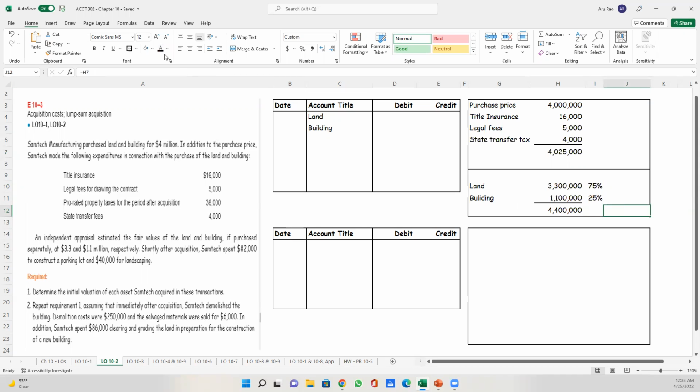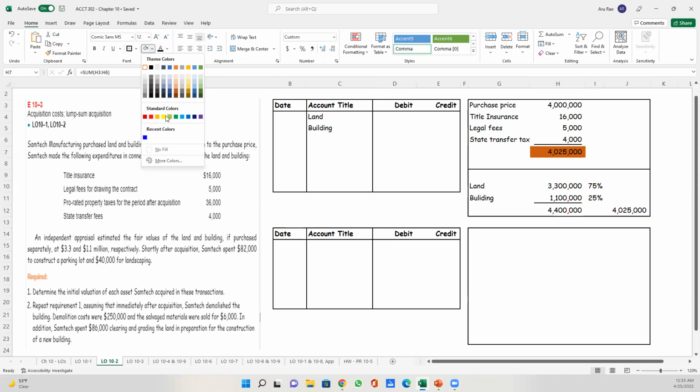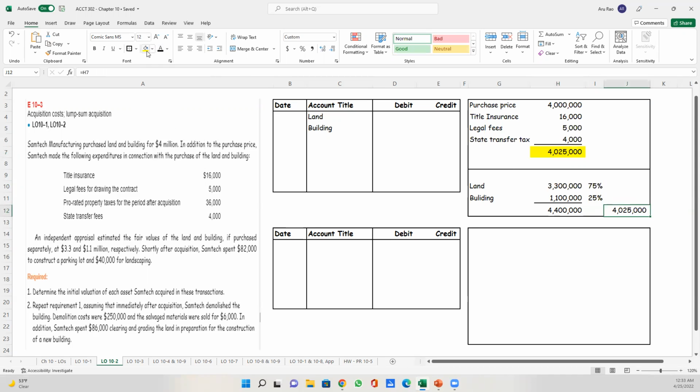Now I take that number that we have, this 4,025,000. Let me highlight that over here. And I bring that number down over here. I need to allocate this amount because this is how much I spent. I did not pay 4.4 million. I paid 4,025,000. That's the total cost. 75% gets allocated to land. So it's 4,025,000 multiplied by 75% to land, and the remaining 25% will go to building. That's how I'm going to do my allocation. So land and building, that's my allocation.